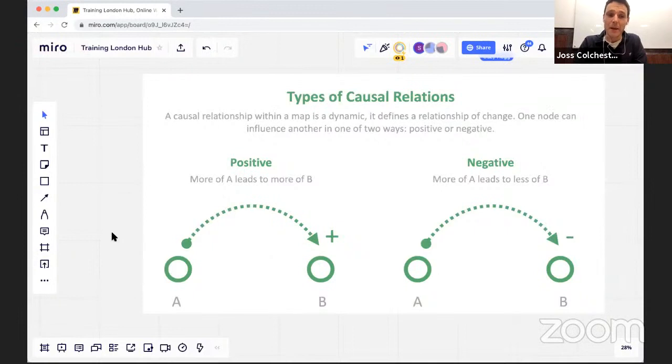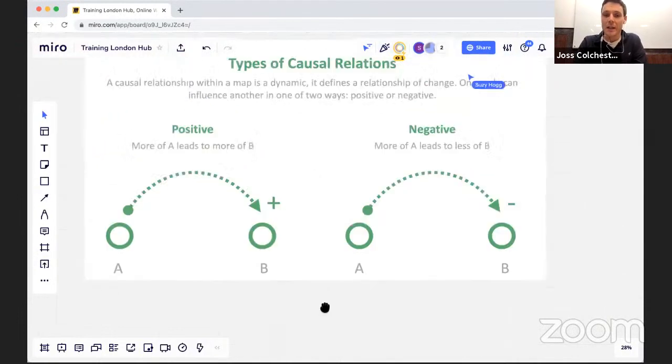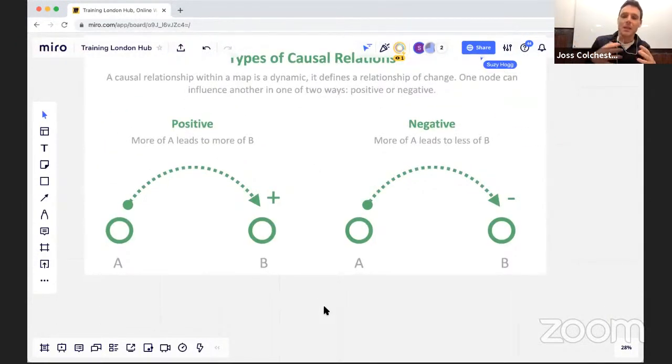So the thing to remember here, and that most people stumble upon, is that positive doesn't mean that it's good, and it doesn't mean more, and negative doesn't mean that it's bad, and it doesn't mean less. What it does mean is it's a dynamic, right? It's a dynamic relationship between two variables. So positive means those variables move in the same direction. If one goes up, the other's going to go up. If one goes down, the other's going to go down. That's what we mean by positive.